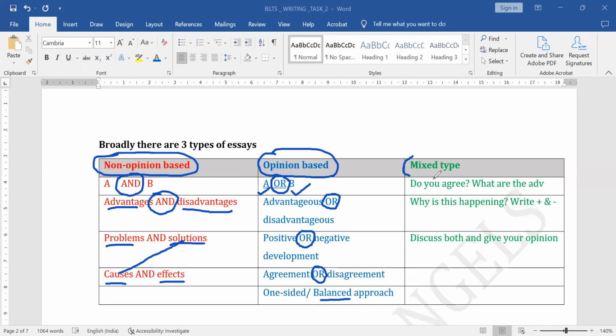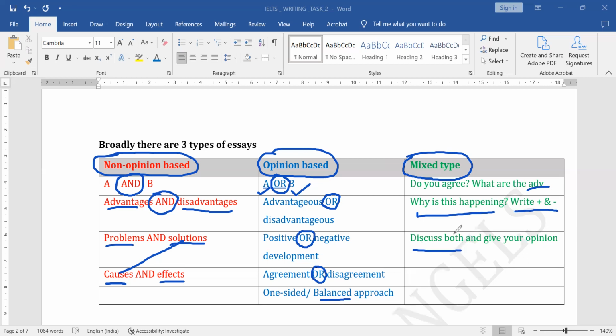The third type is a mixed type. Mixed type means what? They are going to ask me, like, do you agree? I might have to say yes or no with an explanation. And in the next paragraph, I have to write the advantages of the same, or else they might ask me the reasons, and they might ask me to write the pluses and minuses.